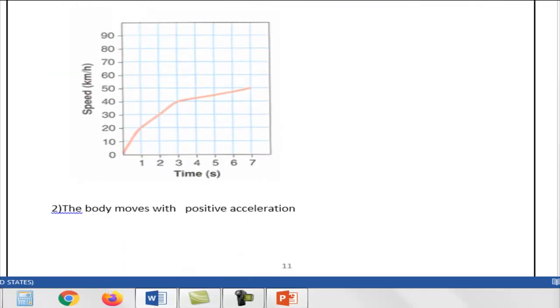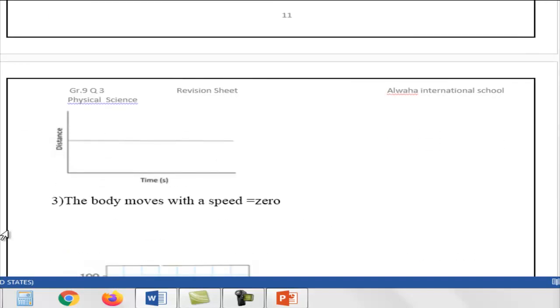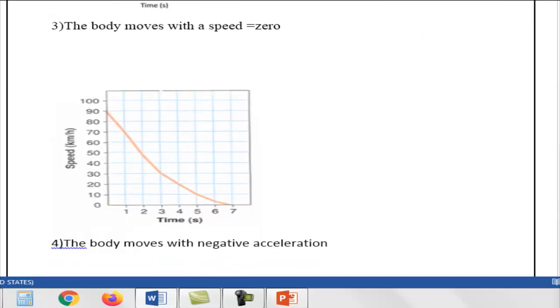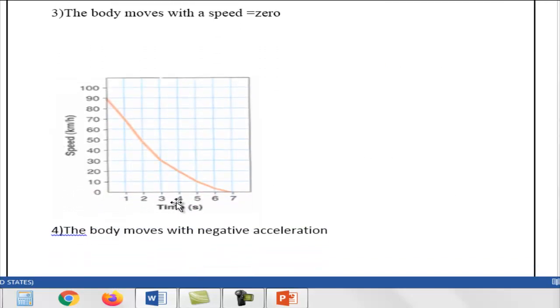So here, this graph describes speed and time, changing the speed over time. The body moves with a positive acceleration. So in the third graph, the body moves with a speed equal 0, no change in the distance over time. Here, speed and time. The body moves with a negative acceleration because the speed decreased over time.